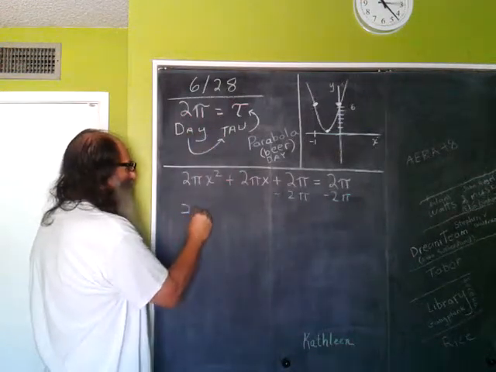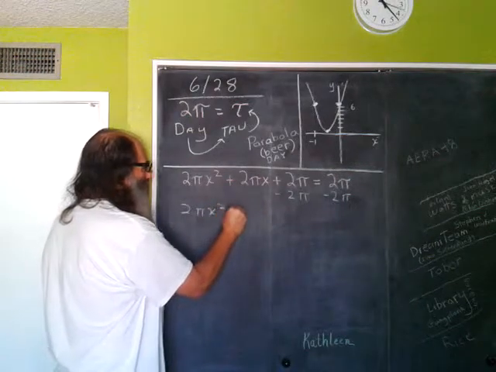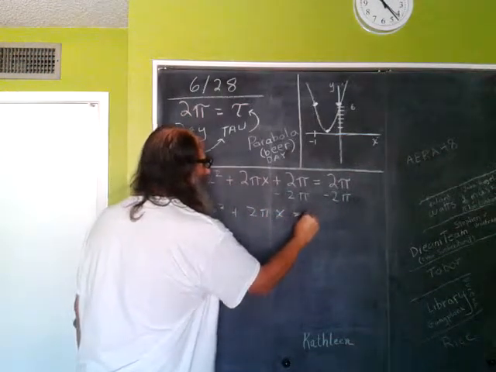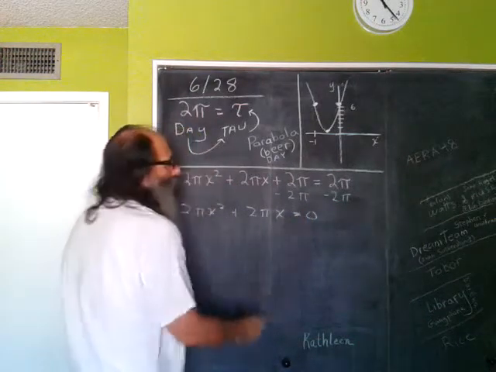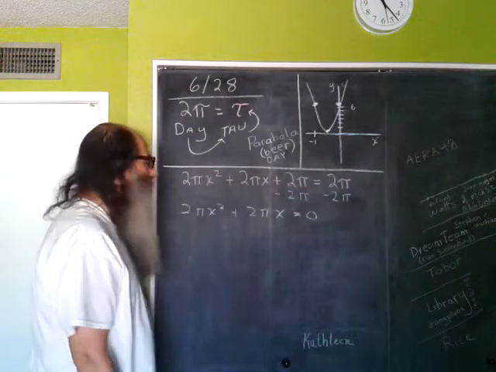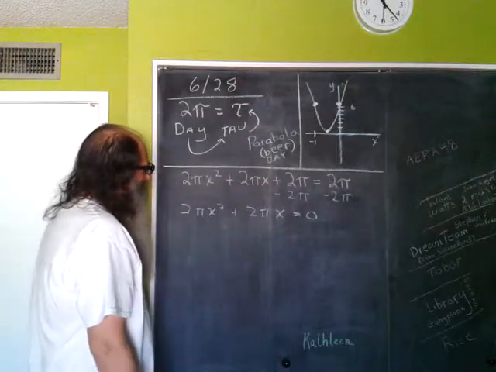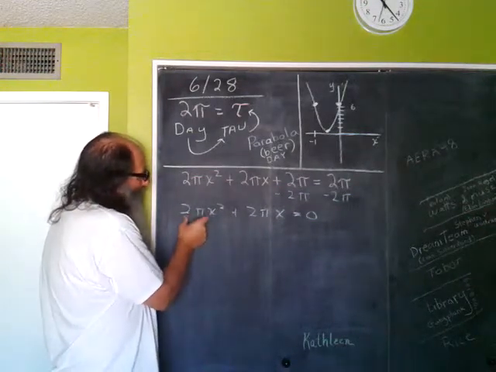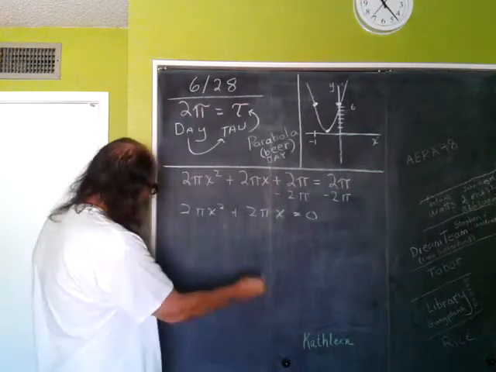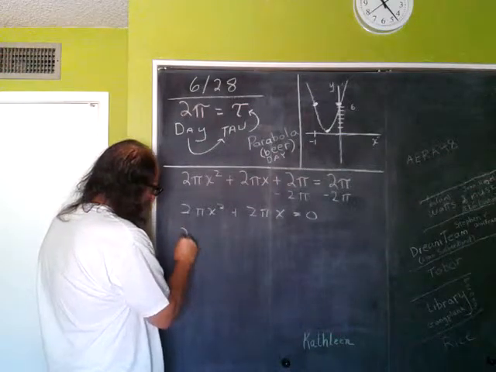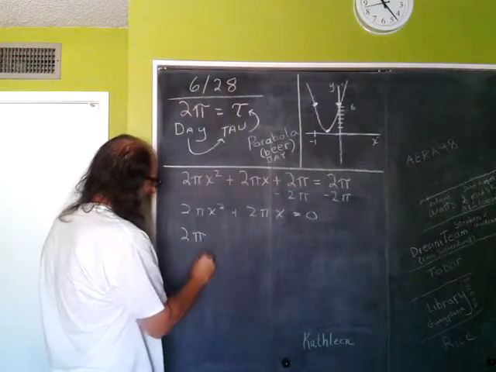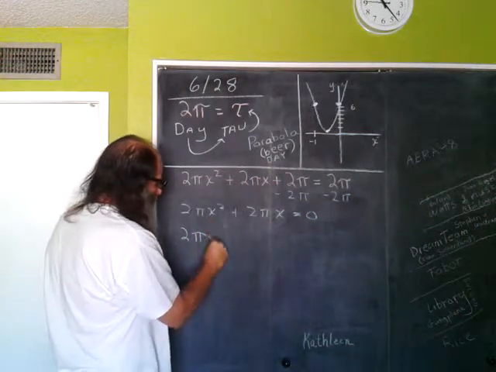Now we're left with 2 pi x squared plus 2 pi x equals 0. 2 pi, take away 2 pi, you're left with 0 pi. Now I am noticing that we have some common factors here in these terms, so I'm going to factor those out. We can factor out a 2, we can factor out a pi, and we can factor out an x.